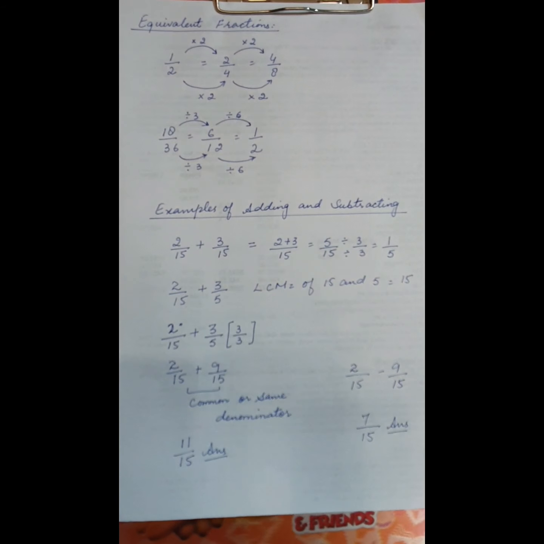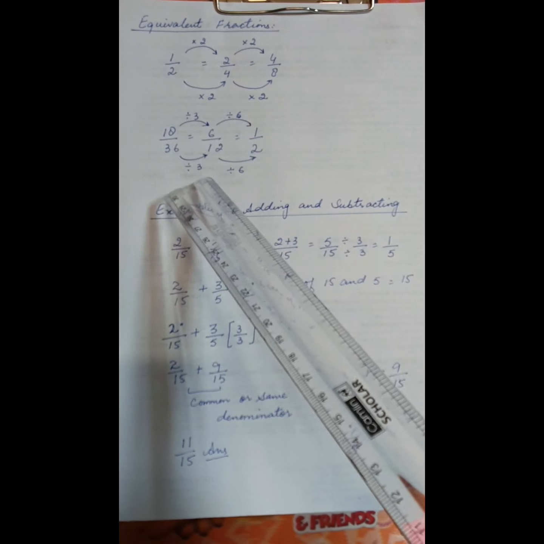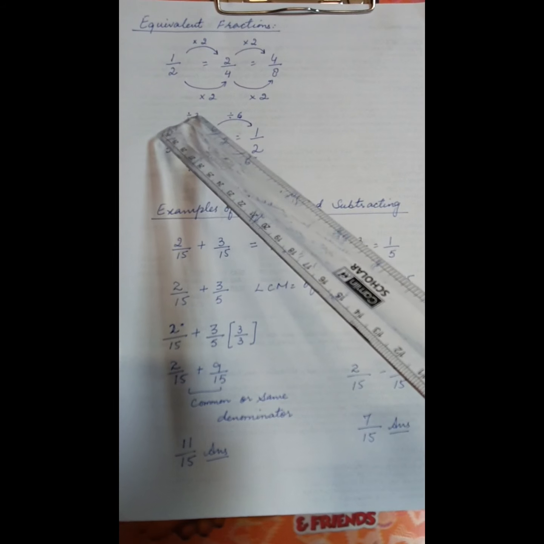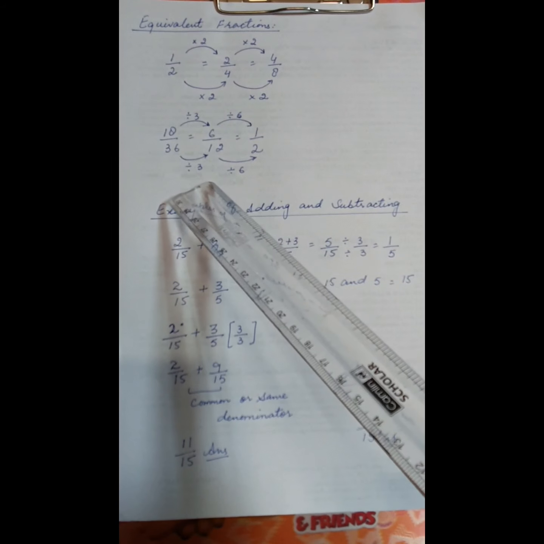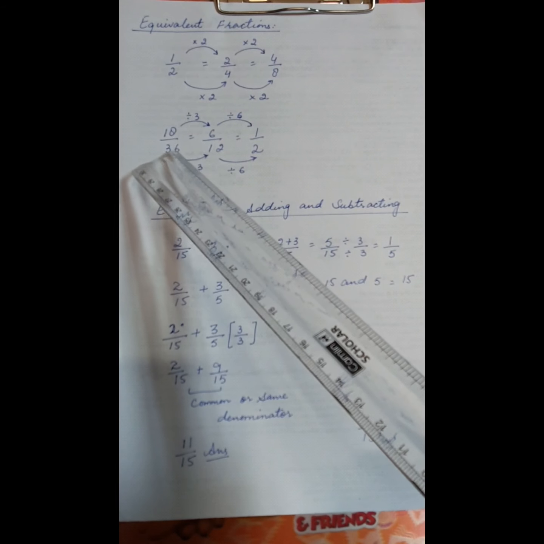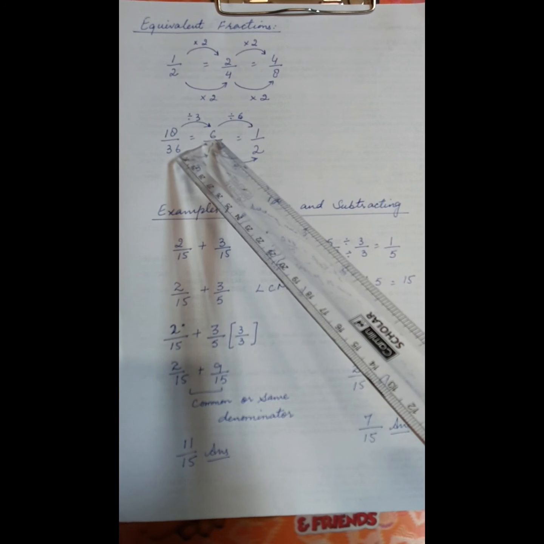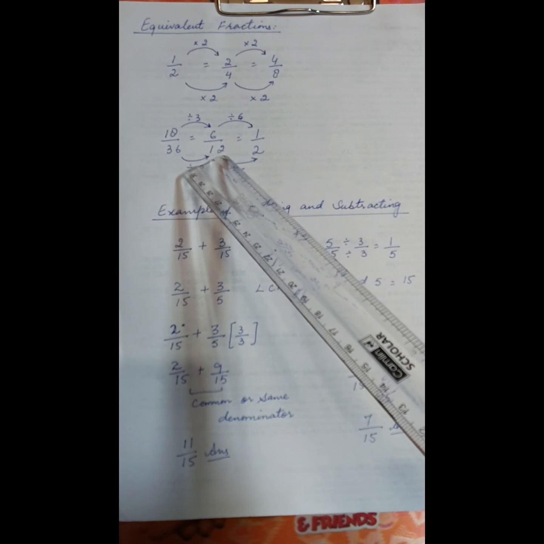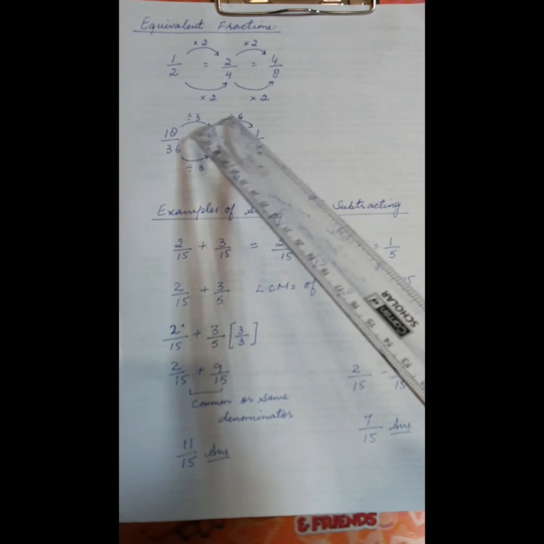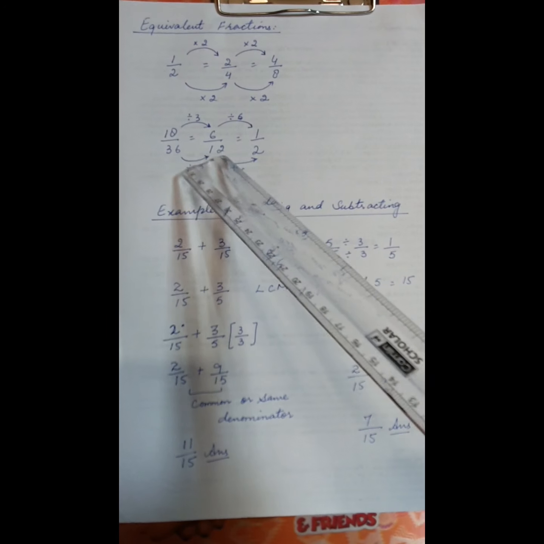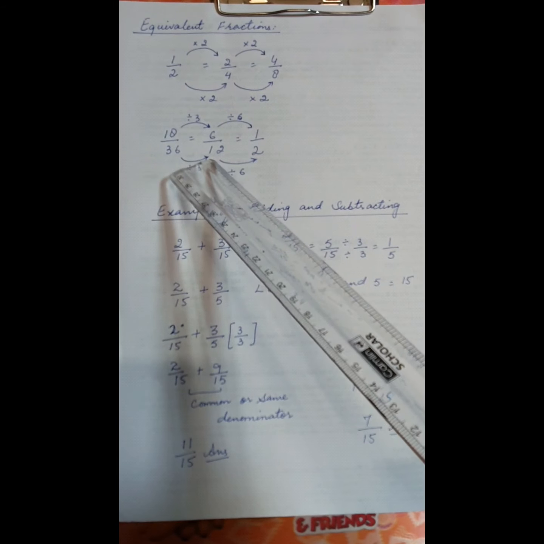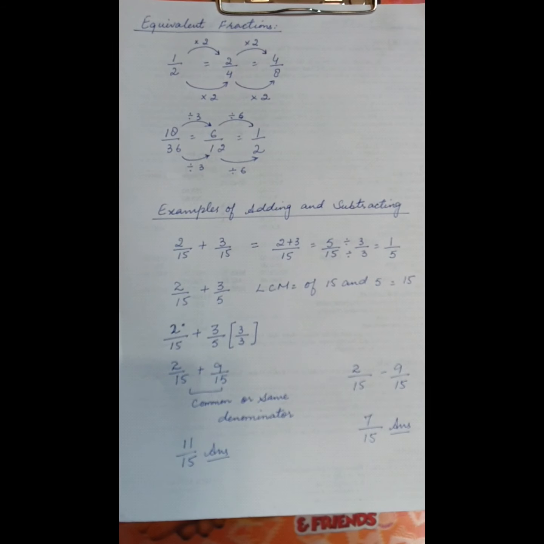In the same way, if we divide by the same number, we will get an equivalent fraction. Here are some more equivalent fractions, this time by dividing. 18 divided by 3, 36 divided by 3. Both numerator and denominator are divided by 3. If we divide 18 by 3, we get 6, and 36 by 3, we get 12. Similarly, if we divide 6 by 6 and 12 by 6, we get 1/2. Hence, 1/2 is equivalent to 6/12, which is equivalent to 18/36.